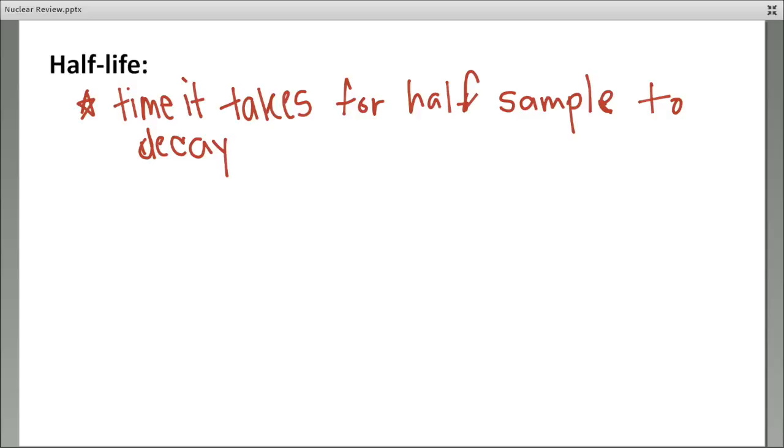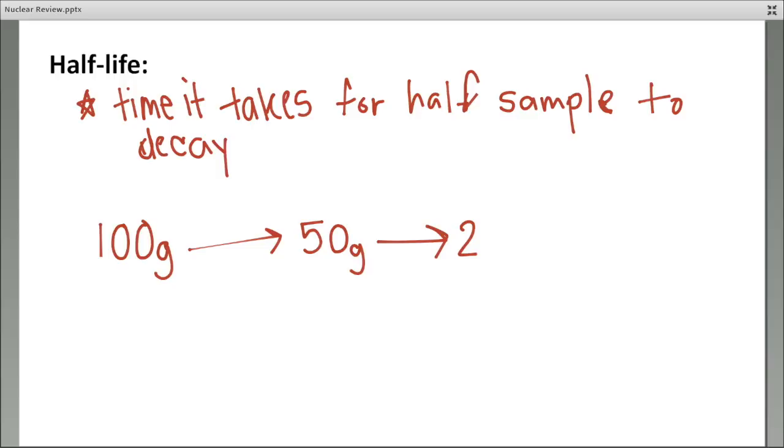Okay, and like I said, the shorter the half-life, the more dangerous it is. That's the term they use on your test, dangerous. And like I said, they don't show half-life on here, but let's say you have a 100-gram sample of something. After one half-life, you'd have 50 grams. After two half-lives, you'd have 25.